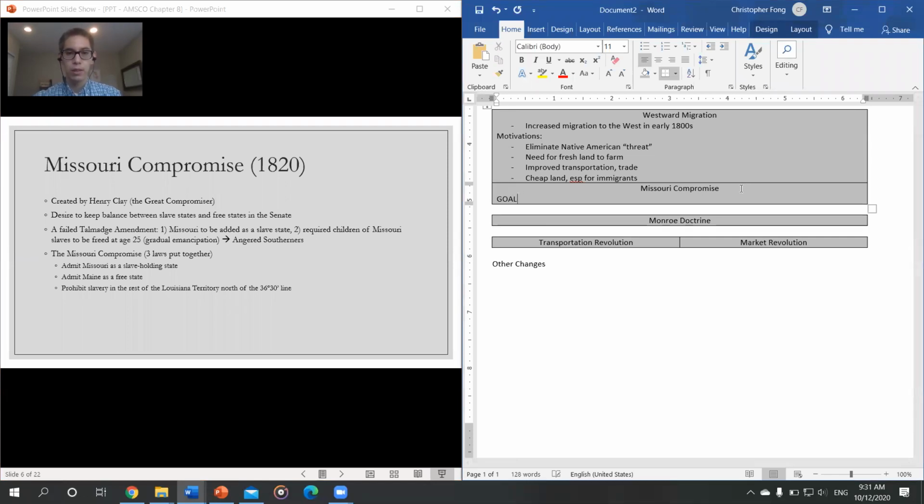The goal here is to have a balance between free and slave-owning states. Basically, they're kicking the can down the road. They're not trying to solve the slavery dilemma. They're just trying to keep a balance for now.